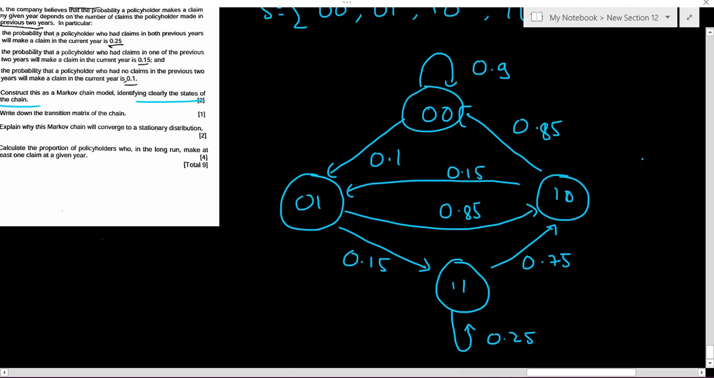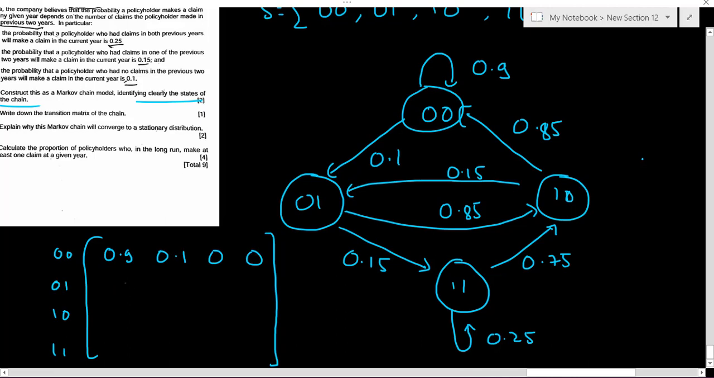So this is how I can draw a transition matrix based on these 4 states, a 4x4 matrix. Staying from 0 to 0 is 0.9. So this one is 0 0, this is 0 1, this is 1 0, and this is 1 1. From 0 0 I can go to 0 1, so this would be 0.1. And if I'm in 0 1, I can go from 0 1 to 1 1 with a probability of 0.15, and I can go to 1 0 with a probability of 0.85.